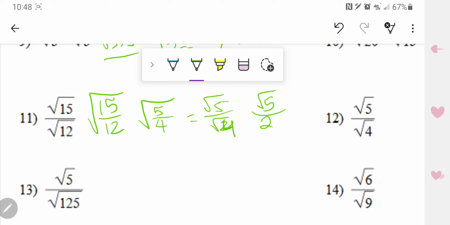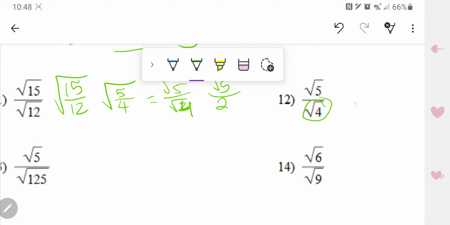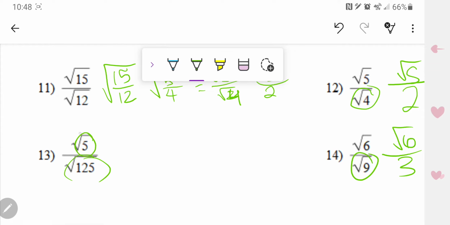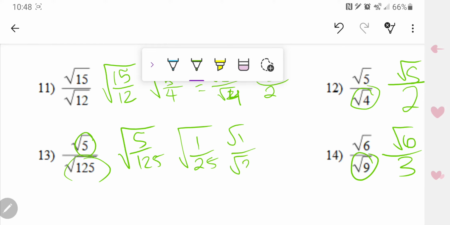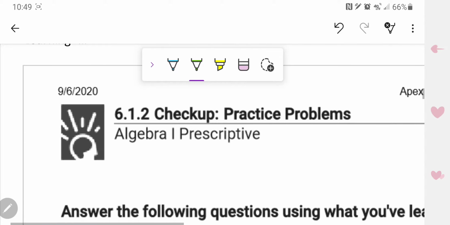We're going to do some practice problems from the checkup, so we'll see actually how far they want you to go with those. But there are some that are perfect, so like the square root of 4 is 2. The square root of 9 is 3. And the square root of 5 divided by 125 reduces to 1 over 25. The square root of 1 is 1, and the square root of 25 is 5. Again, we'll do some more actual problems from the check-in.